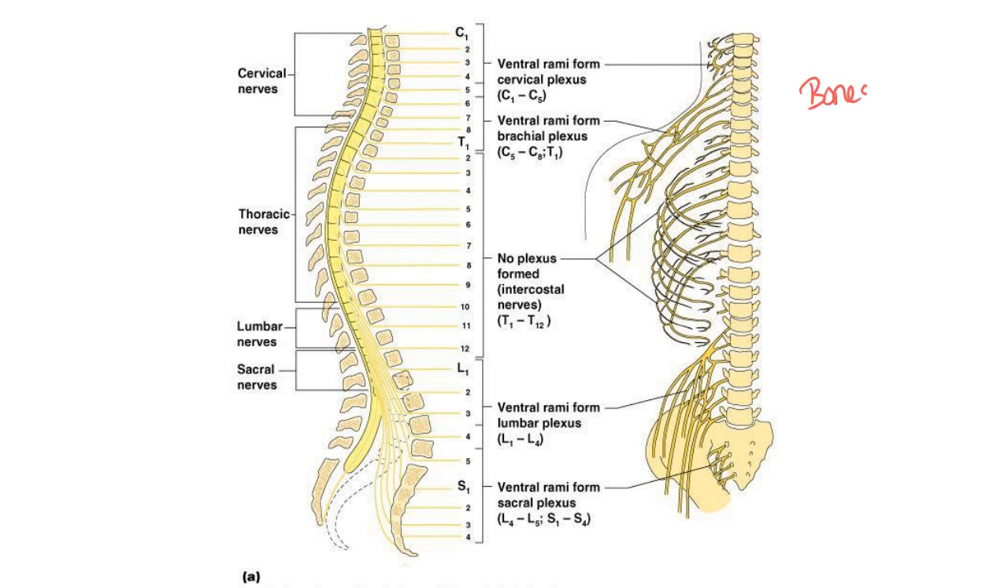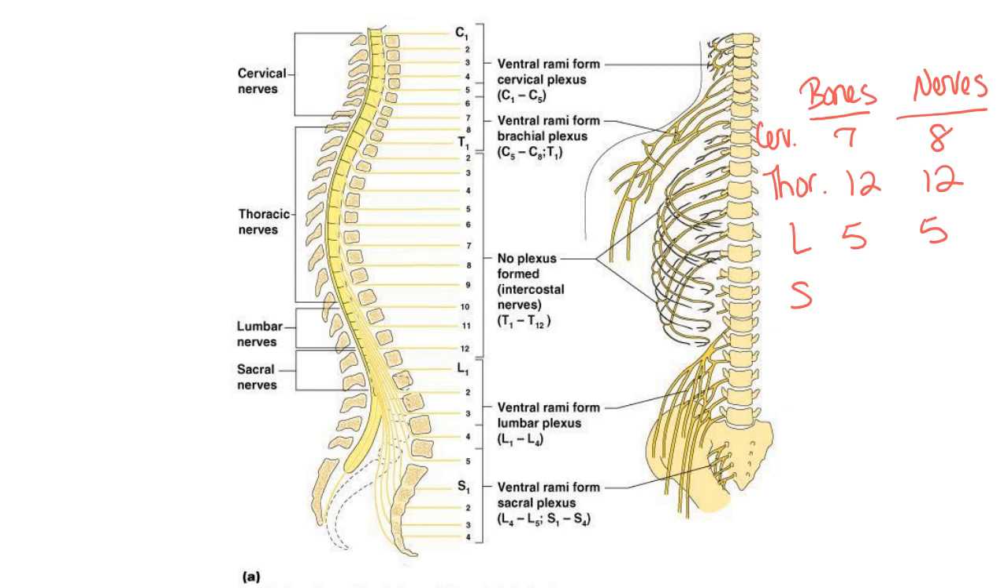Okay, let's compare bones versus the nerves. In the cervical region, bone-wise, I had 7, but I have 8 nerves. In the thoracic region, I'm the same. I have 12 and 12. Lumbar, I have 5 and 5. And then sacral, we have that one big bone, but as you can notice here, it has multiple openings on it. So basically, I have 4 openings and I have 4 nerves. And if you're wondering where the last few come from, they come from the coccygeal region. I've got 2 nerves even lower down there.